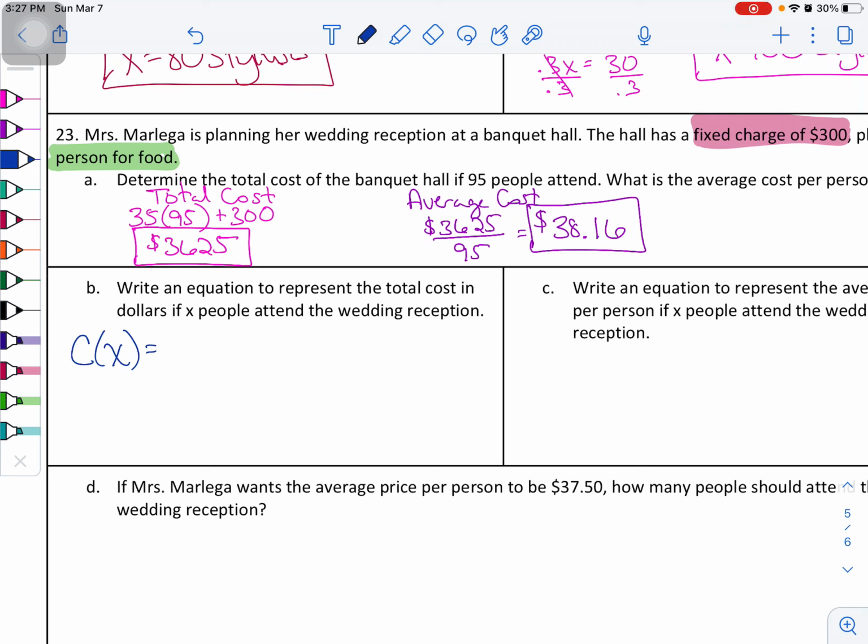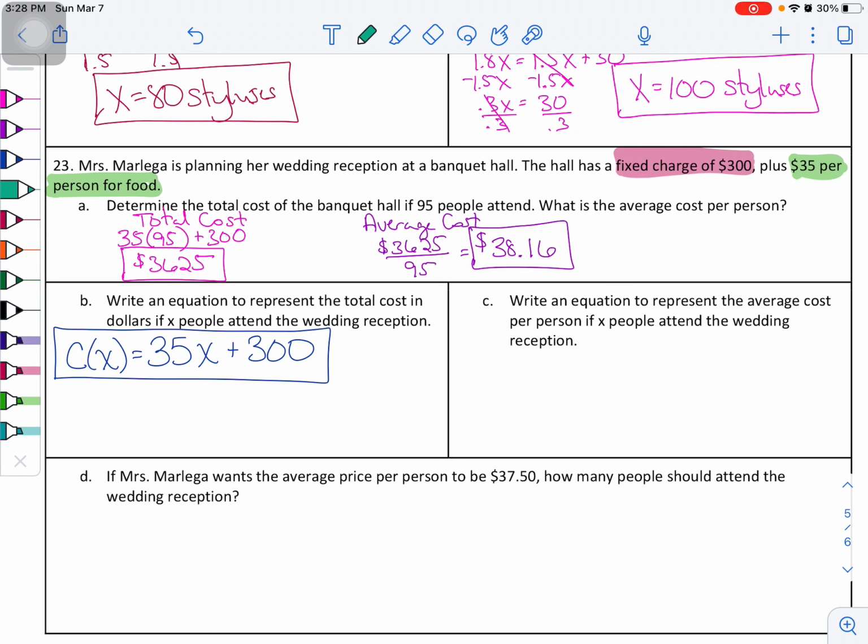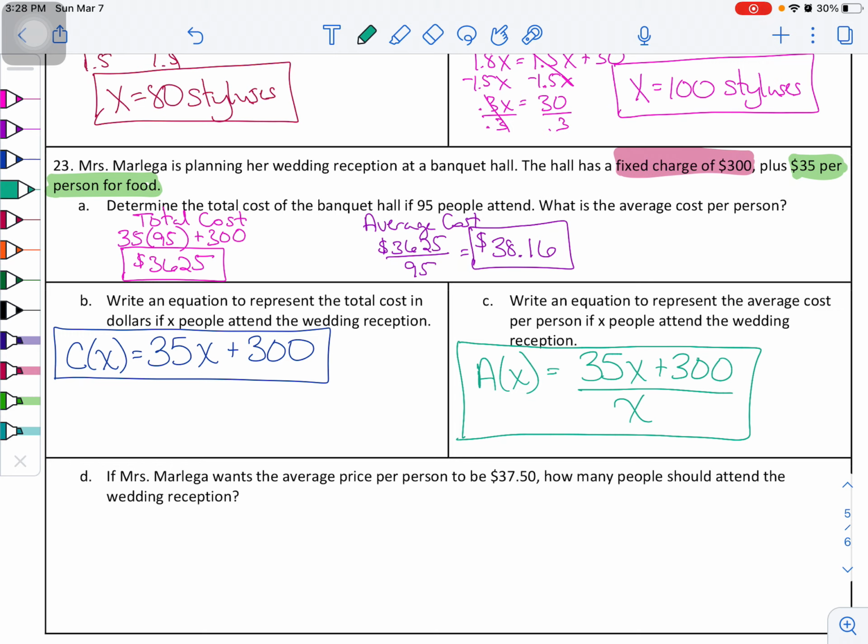Part B, write an equation to represent the total cost. So C of x, and you can put f of x, g of x, you can put y equals, it doesn't matter, but make sure it's an equation so it's equal to something. So x people are going to attend. So $35 per person plus the fixed cost. That's part B all done. Part C is average cost. Again, x people are attending, so I'm going to take the total cost from part B, 35x plus 300, divided by x. There's my average cost.